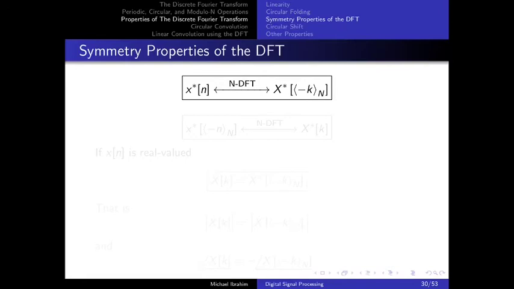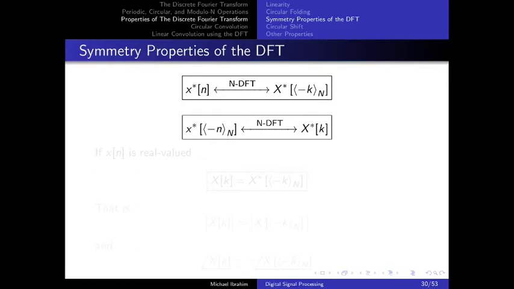The next property is a symmetry property. If you have x of n and you know its transform X of k, and you take the complex conjugate in the time domain, x conjugate of n, this will give you in the frequency domain circular folding and conjugation. So x conjugate of n will get you X conjugate of minus k modulo N. And similarly, x conjugate of minus n modulo N will give you X conjugate of k.